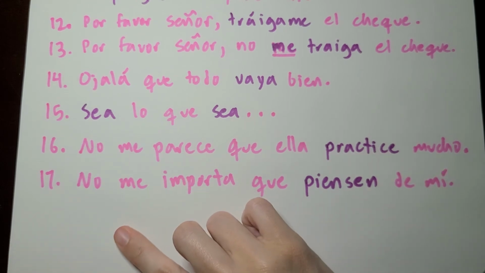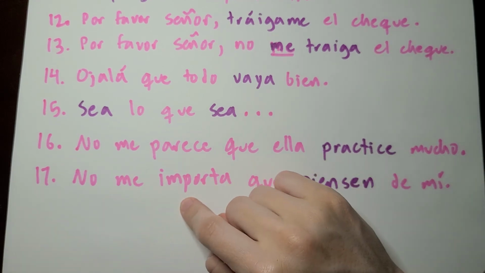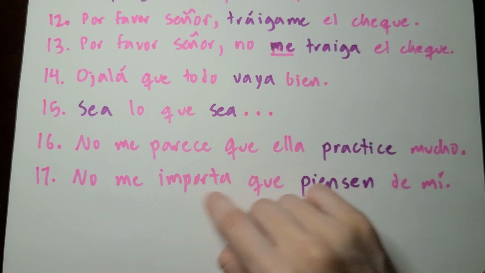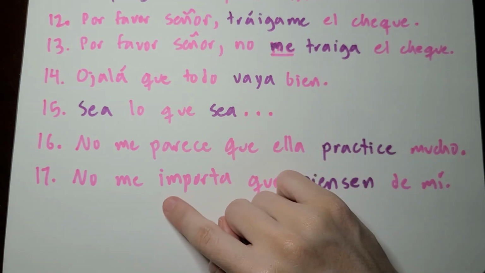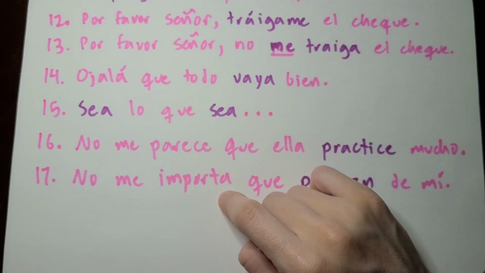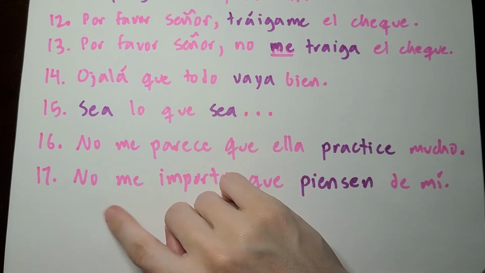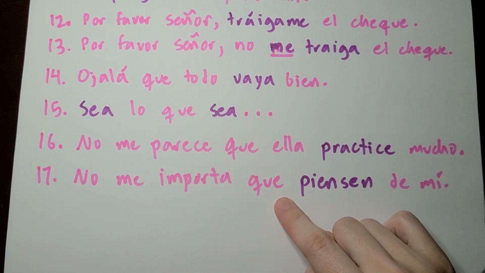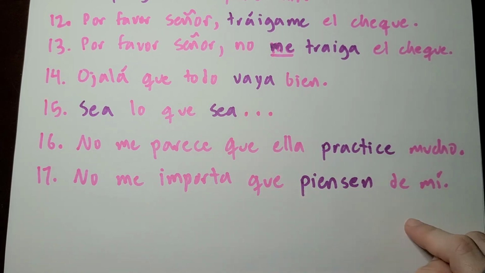Alright, last one. No me importa que piensen de mí. No me importa means it doesn't matter to me. Importar means to matter. So if you say no me importa, you're saying this doesn't matter to me. It is the thing that matters, so it is doing the verb. That's why it becomes conjugated in the third person. Me is the pronoun saying that the verb is happening to you. It is not mattering to you. So no me importa que, it doesn't matter to me that. No me importa que piensen de mí. It doesn't matter what they think about me.